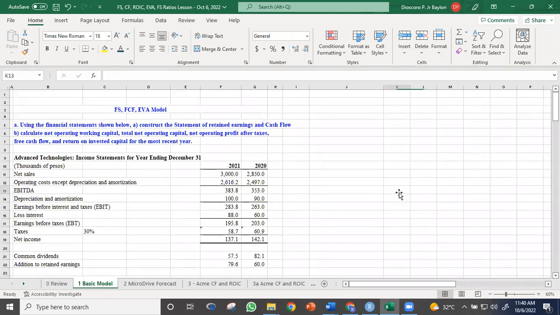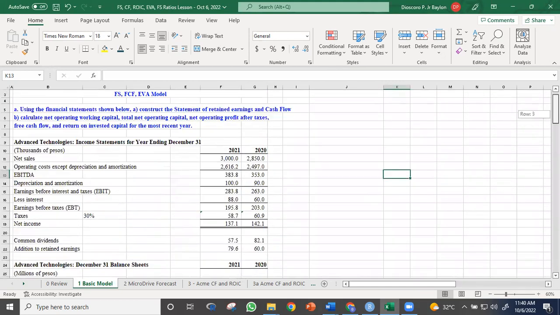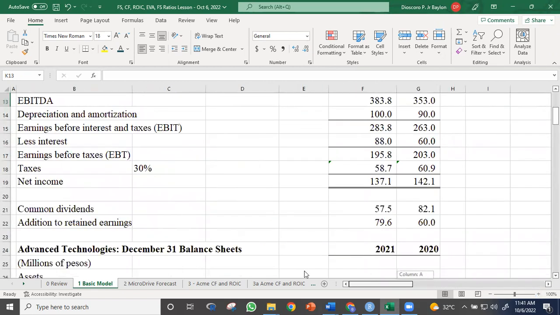So let's go to the basic model. Okay, so we're going to use Excel to analyze, prepare financial statements. Okay, so let me increase, zoom this.